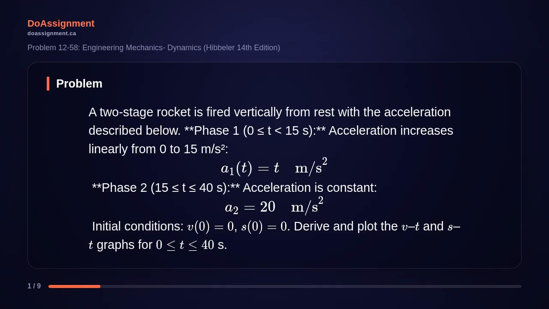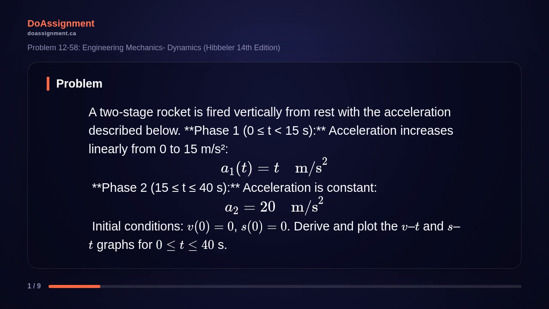A two-stage rocket is fired vertically from rest. In phase 1, from time 0 to 15 seconds, the acceleration increases linearly from 0 to 15 meters per second squared, so a of t equals t. In phase 2, from 15 to 40 seconds, the acceleration is constant at 20 meters per second squared. The initial velocity and initial position are both 0. Derive and plot the velocity time and position time graphs for time from 0 to 40 seconds.